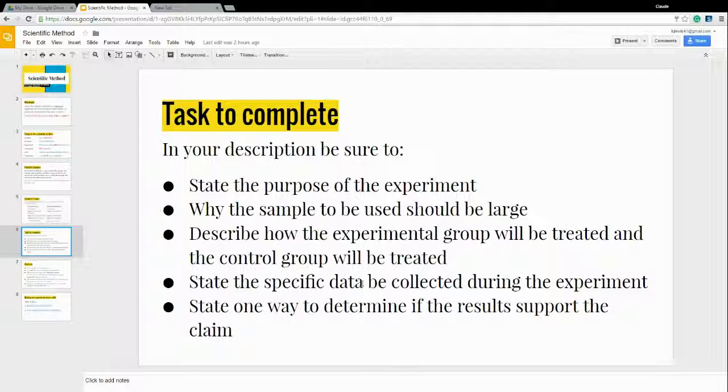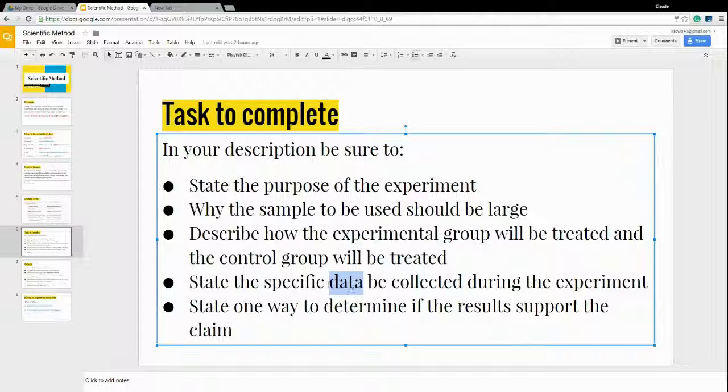Fourth bullet, state the specific data that should be collected. Data. Information that should be collected. Well, I think that the data that should be collected should be the amount of problems that were solved in the given time. That would work. That's data. Data is always written in numbers. Okay? Use numbers to write data.